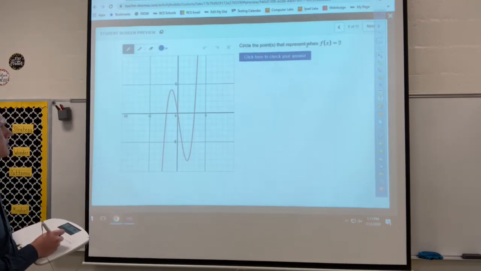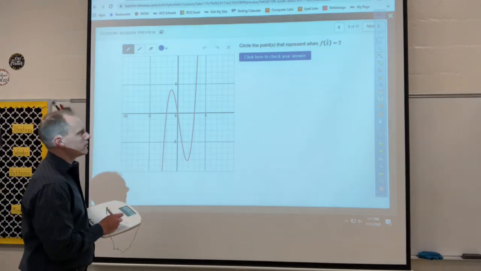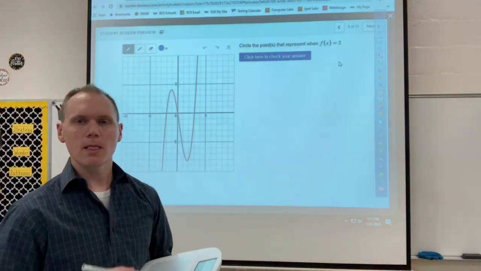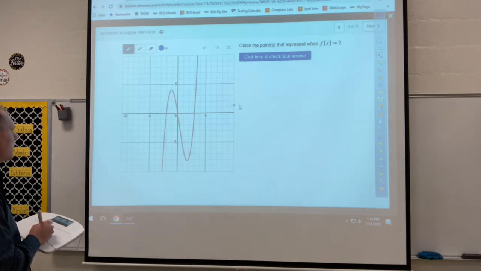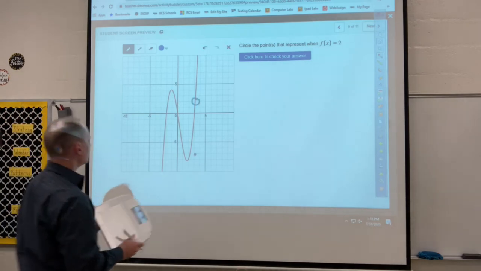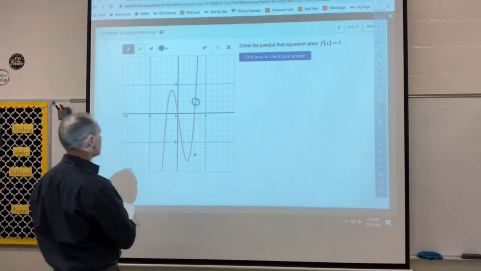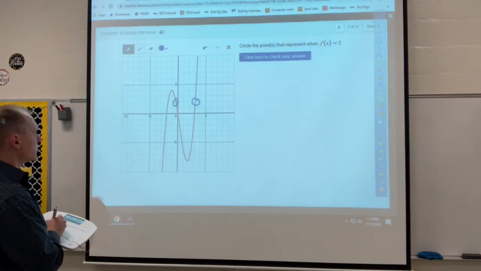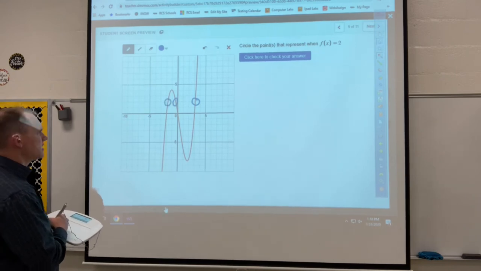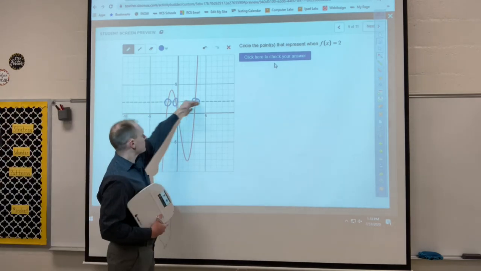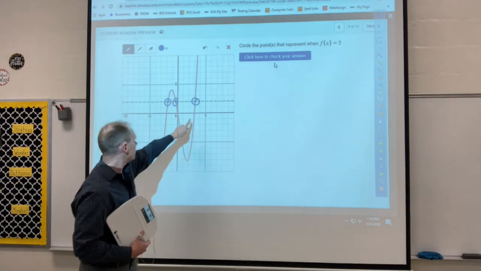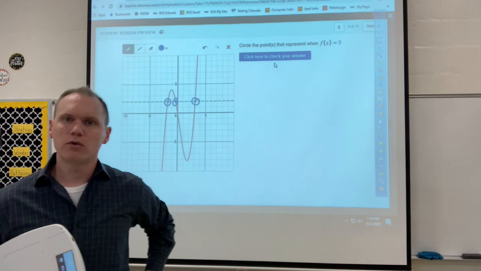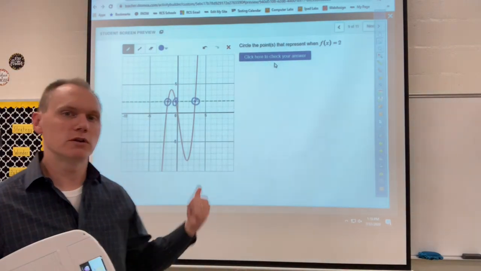All right, number 9. Circle the points that represent f of x equals 2. So what value or values of x have an output of 2? Well, let's look here. The y value is 2 along this horizontal line right here. I can circle this point here, so maybe a little bit over 3 has a y value of 2. Let's see, maybe negative 0.5, and then maybe negative 0.75 or something like that. So we're looking for where this graph intersects this horizontal line, and it's at those points that we're talking about here. We just need to find out what these x values are. We kind of guessed what they were a minute ago. I wanted to give you an example that had multiple solutions so you could see a situation like that.